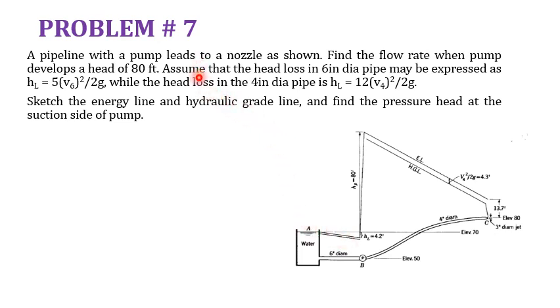It is given in the statement, assume that the head loss in the 6 inches diameter pipe may be expressed as 5 times its velocity head. Let's say V6 is the velocity of the 6 inches diameter pipe. So head loss in the 6 inches diameter pipe is 5 times its velocity head, 5 V6 square over 2g. While the head loss in the 4 inches diameter pipe is given as 12 times its velocity head, where V4 is the velocity of the 4 inches diameter pipe.